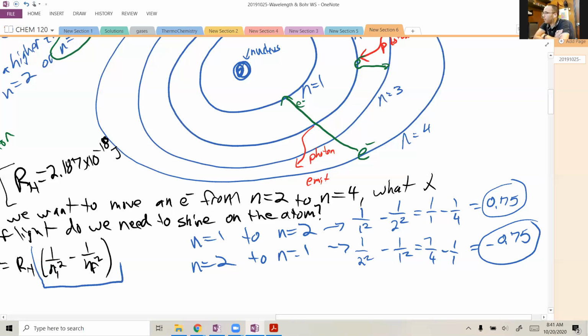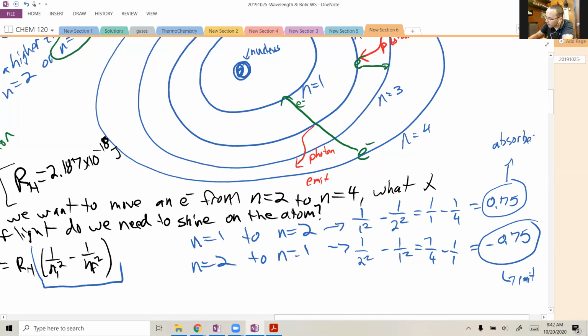If we need to have a positive change in our energy, is that a photon that's being absorbed or is that a photon that's being emitted? Emitted. Right? So when we emit a photon, are we gaining that energy or are we losing that energy? So if we're emitting it, it will be negative because we're losing that energy.